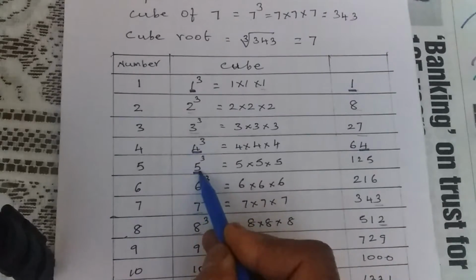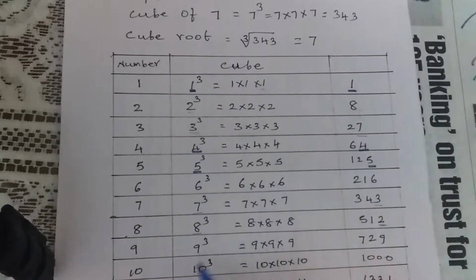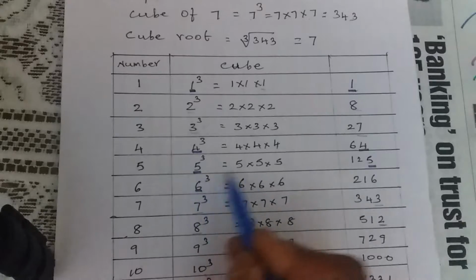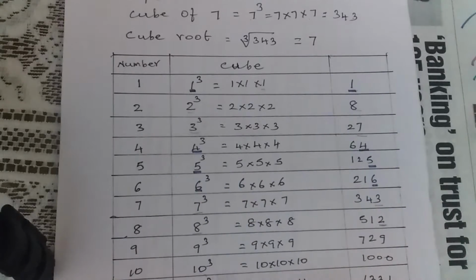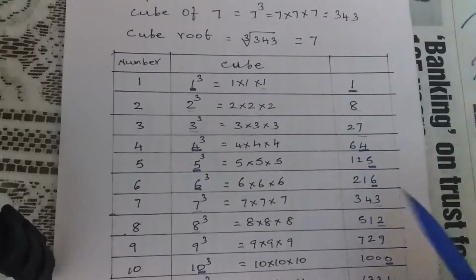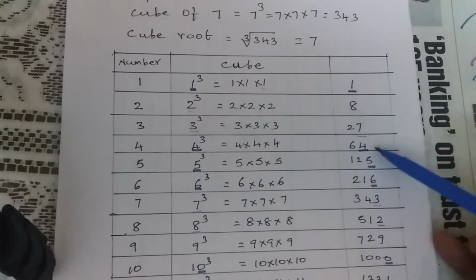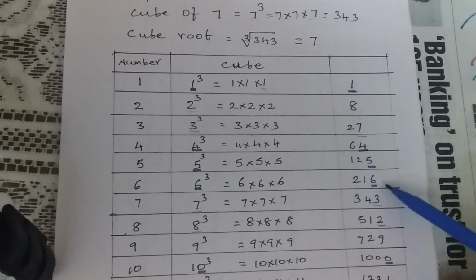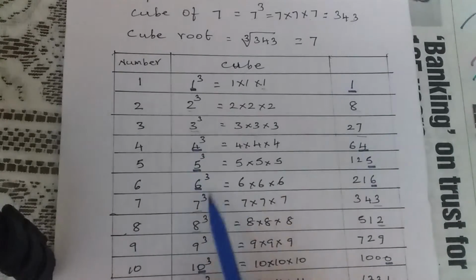Then if it is 5, the cube also ends with the same digit 5. If it is 6, the cube also ends with the same digit 6. And what else ends with the same number? If it ends with 0, the cube also ends with the same digit 0. So cubes of which digits end with the same digits? 1, 4, 5, 6. And then 0. All the cubes of numbers ending with these digits also end with the same digits.